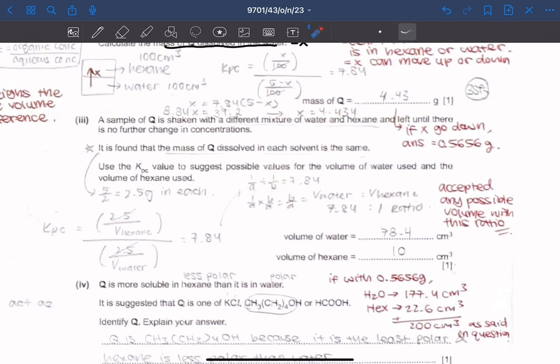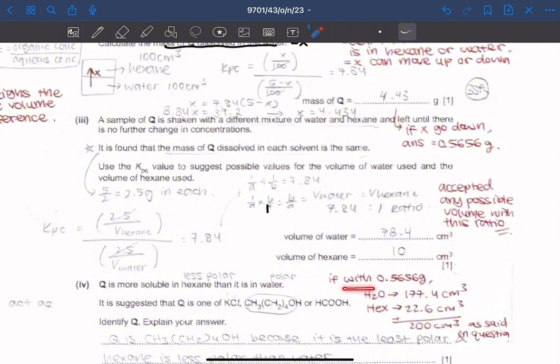You flip this, and it actually becomes B over 1. Then 1 over A times B over 1 is B over A. So B over A is equal to 7.84. So we know that the volume of water to the volume of hexane is a 7.84 to 1 ratio. From this ratio, you can use any possible volume of water and hexane that fits it. So here, I chose 7.84 cm cube and 1 cm cube, which is within the ratio.